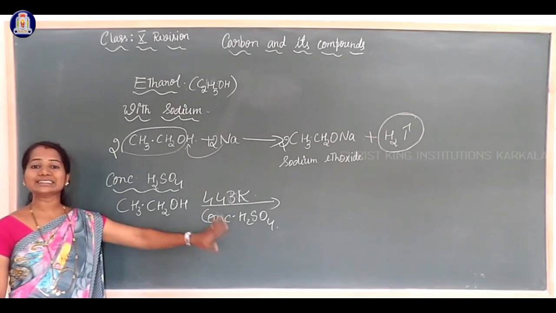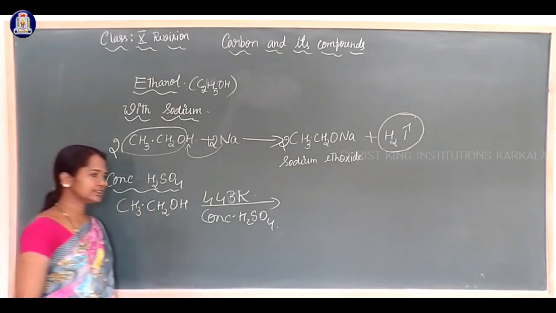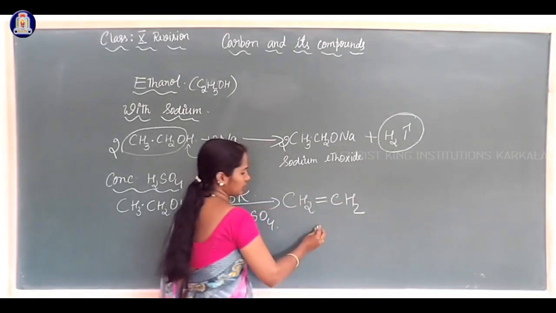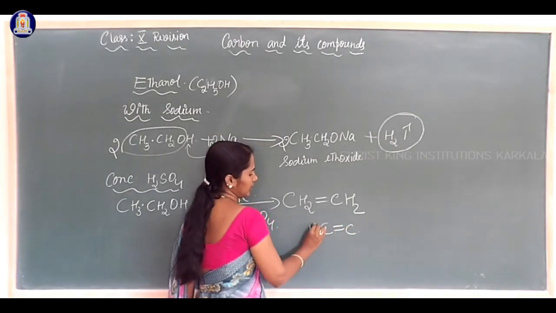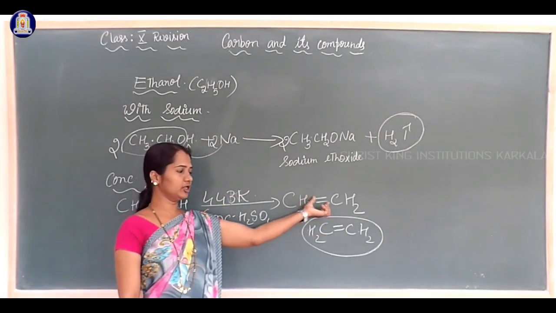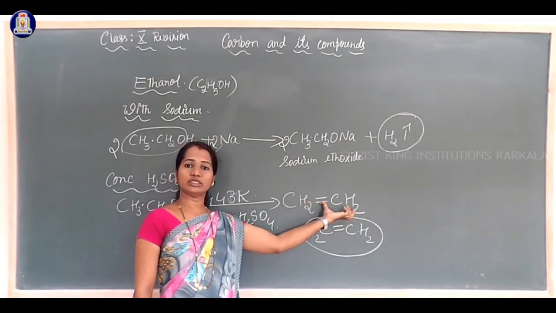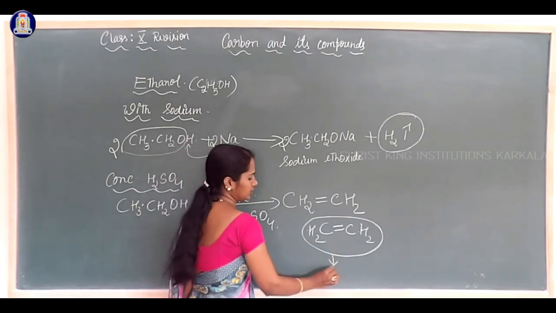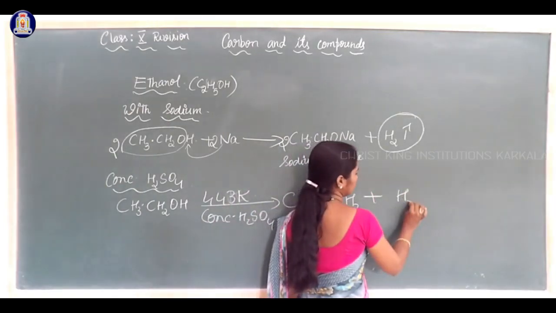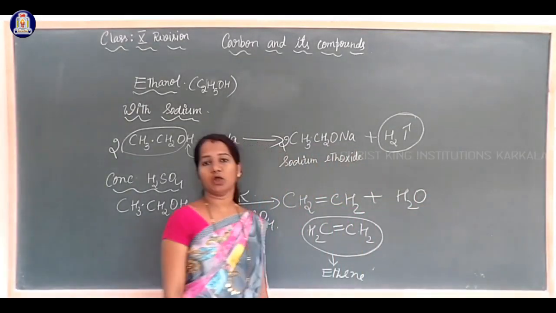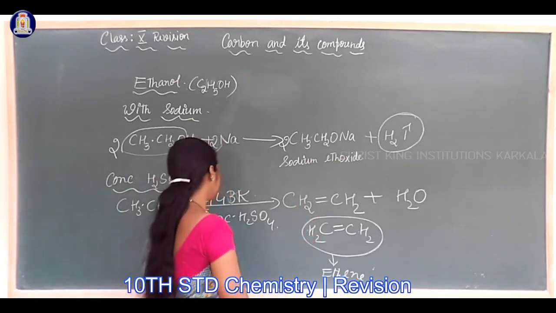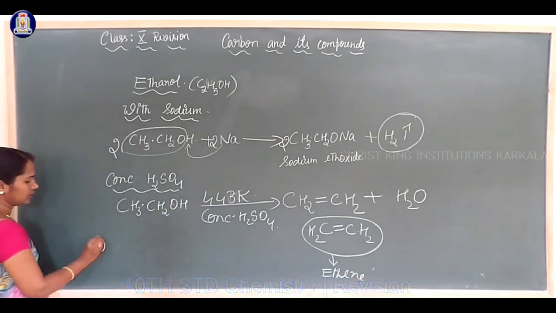We get an unsaturated compound. Which is that unsaturated compound? CH2 double bond CH2, C2H4. What is the name of this compound? It is called ethene, along with the liberation of water, H2O. So this reaction is called a dehydration reaction.